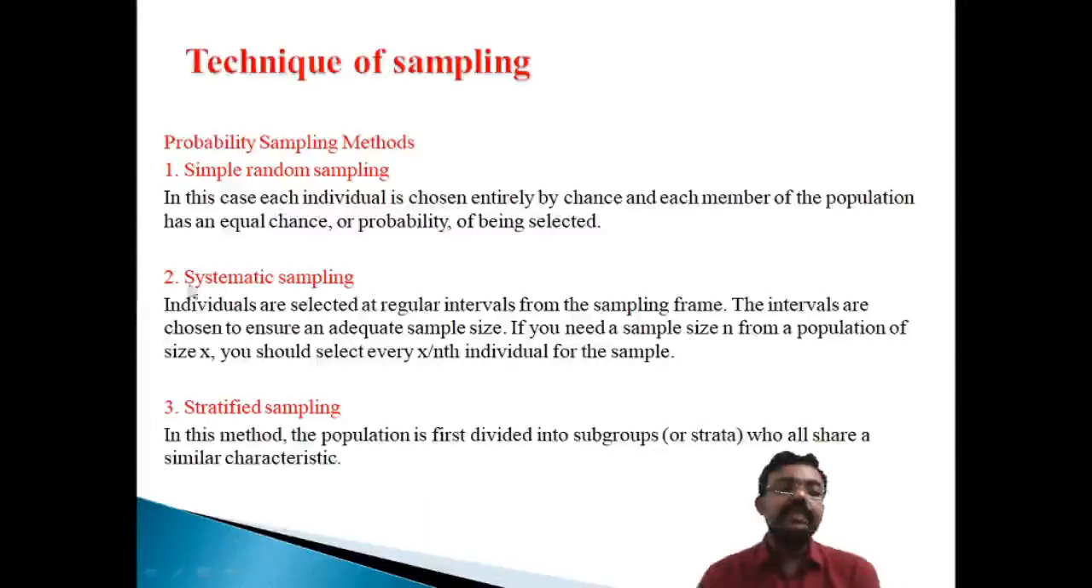And the second one is systematic sampling. That means the individuals are selected at regular intervals from the sampling frame. You divide the population and select the samples regularly. Suppose you divide into 5 groups: you select the fifth number from the first group, then the fifth number from the second group, and the fifth number from the third group. So that is a logical element. That is systematic sampling, a systematic process.